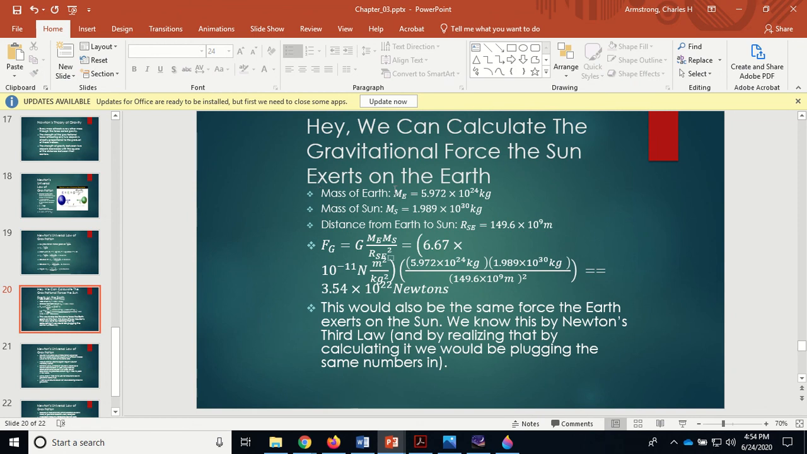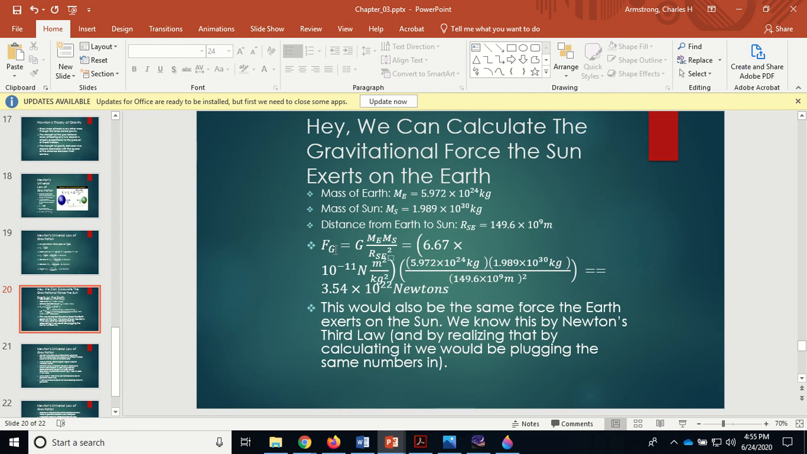So the mass of the Earth, you guys don't have the math prerequisites to do this, I don't think are required for this class, to be honest with you. So mass of the Earth, just for people who are interested, is 5.972 times 10 to the 24th kilograms. Remember we talked about scientific notation earlier on. Mass of the Sun, 1.989 times 10 to the 30th kilograms. As you can see, the Sun's huge, about 1,000 times more massive than the Earth. The distance from the Sun to the Earth is 149.6 times 10 to the 9th meters. That's billion meters. This is way over a billion meters.